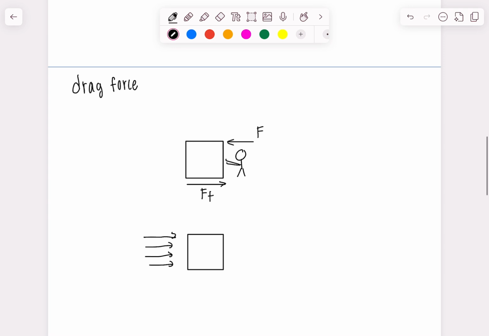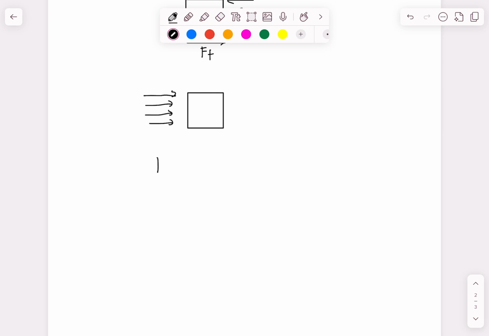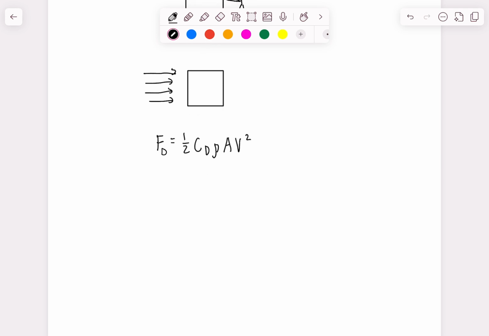So now I'm going to introduce our drag force equation. So that equation is F equals 1/2 CD rho A V squared. Alright, so I'm going to go ahead and explain how each component of this equation affects the overall drag. So first I'll start with CD. So CD is our drag coefficient.